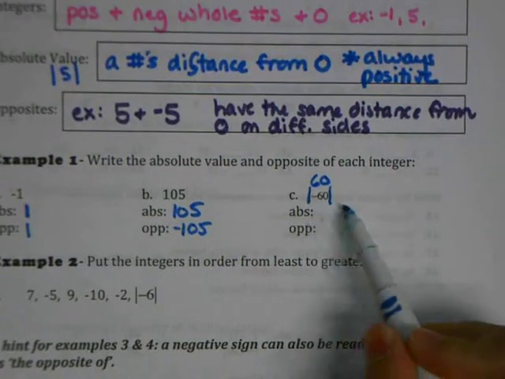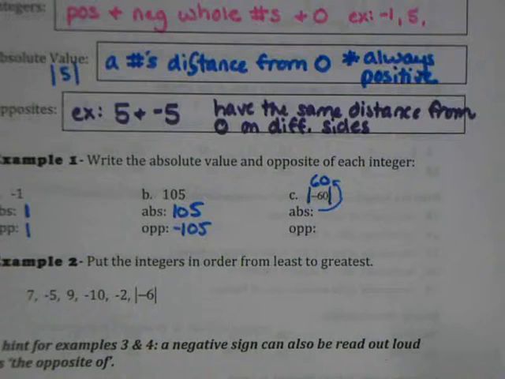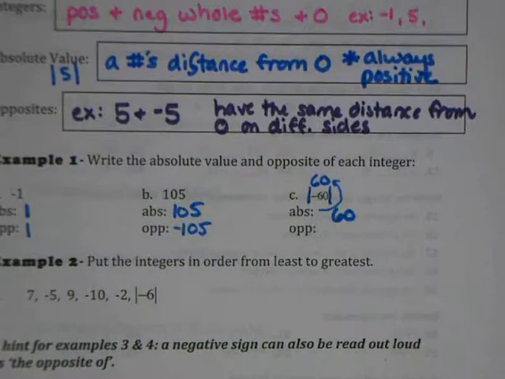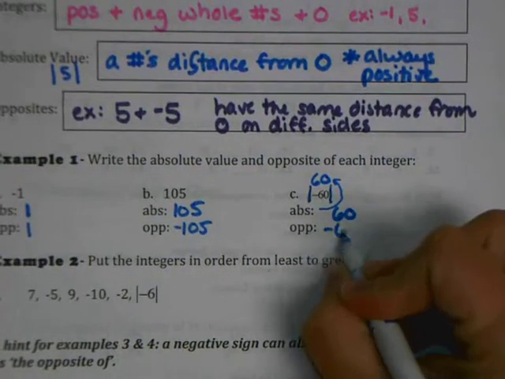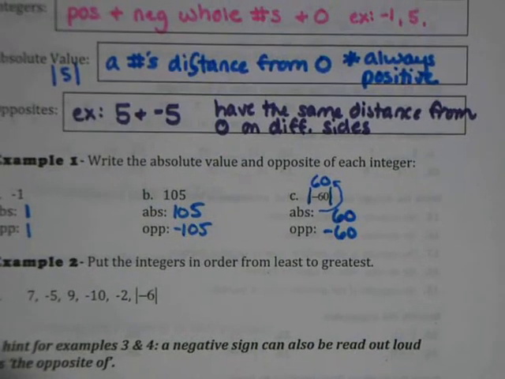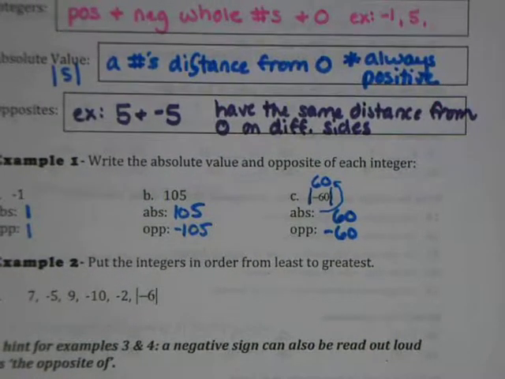Well, now what's the absolute value of 60? How many spaces is 60 from 0? 60. What's the opposite of 60? -60. So that's some practice with just figuring out what the absolute value and what the opposite is.